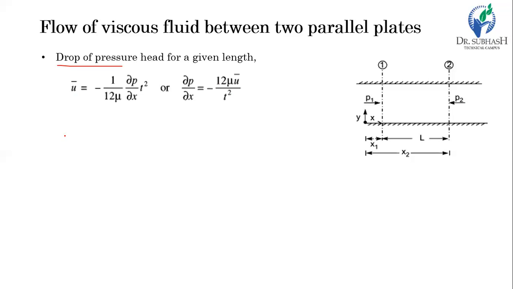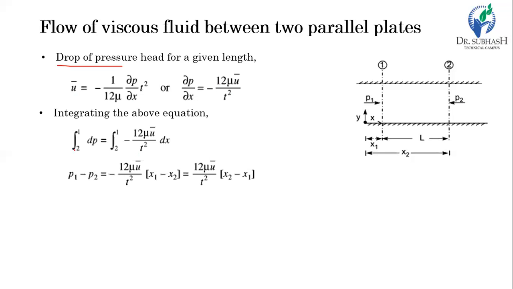So integrating the above equation between the two limits 1 and 2, the integral of dP from 1 to 2 is equal to the integral of minus 12 mu u bar by t square into dx. So P1 minus P2 is equal to minus 12 mu u bar upon t square into x1 minus x2. Here x1 minus x2 is minus L, so minus minus will be plus. So 12 mu u bar upon t square times x2 minus x1, and we get the equation of the difference of intensity of pressure as 12 mu u bar L upon t square.